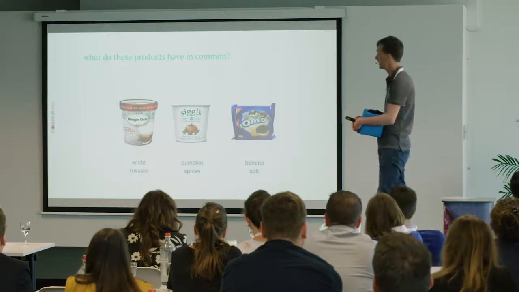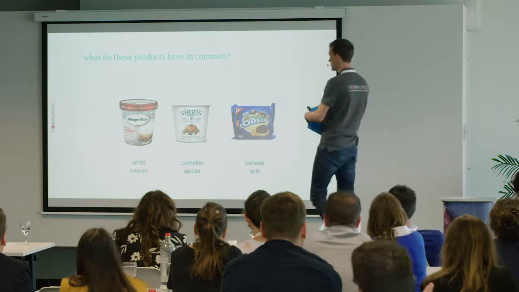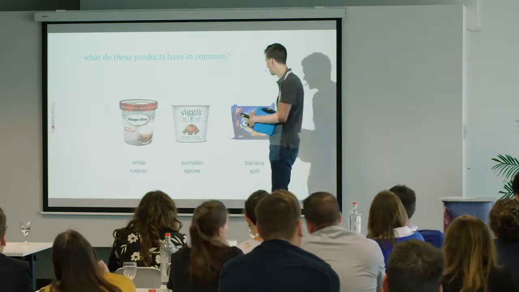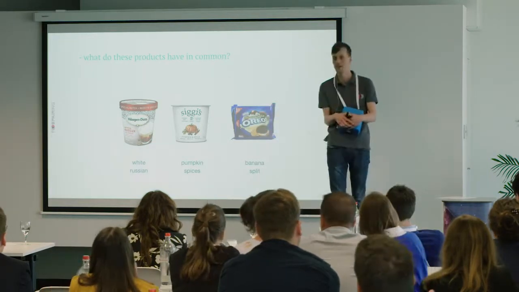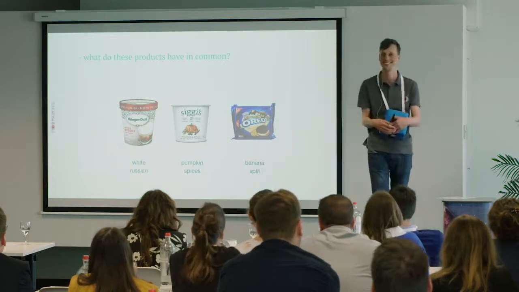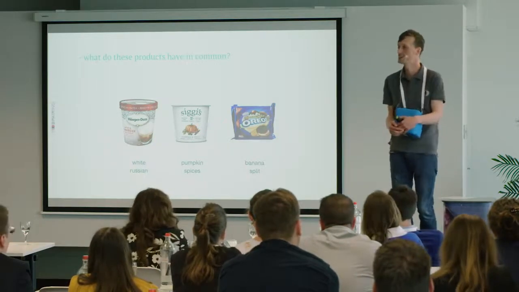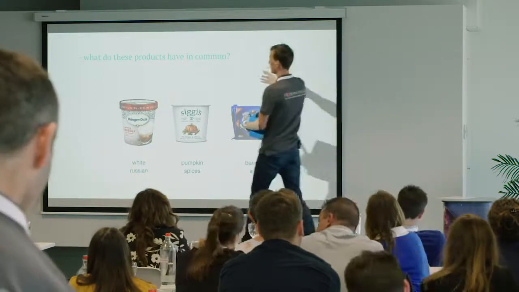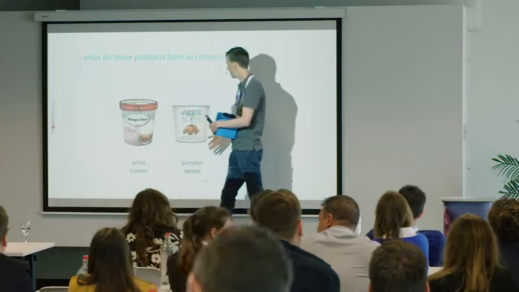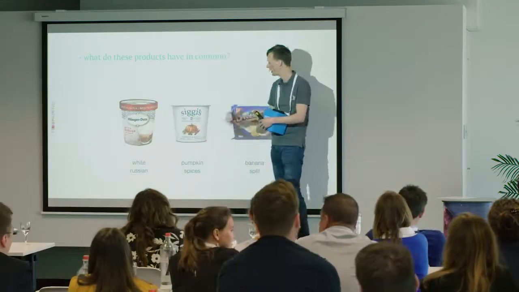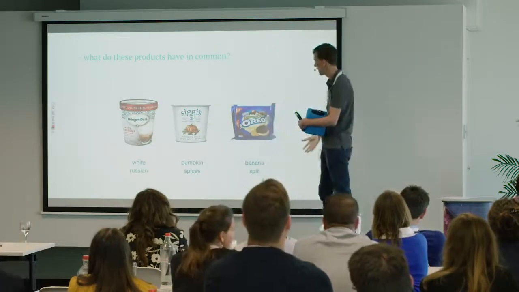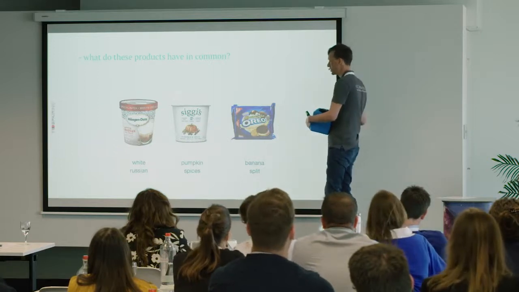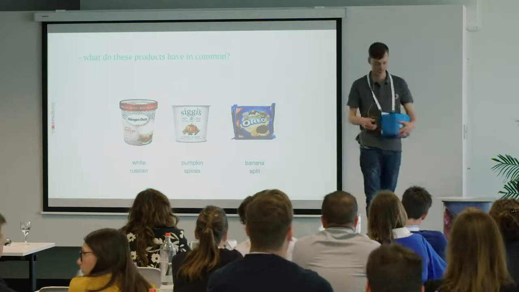The next one. So we have a white Russian ice cream, we have a yogurt with pumpkin spices, and we have an Oreo with banana splits. Yeah, this is inspired in tradition. So it's from a cocktail world. You apply it into an ice cream. Pumpkin spices are known within pie. You apply it on a yogurt, and banana split is a known dessert, but you apply it on a cookie.